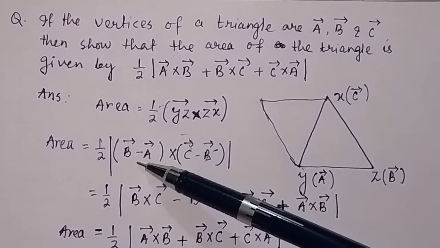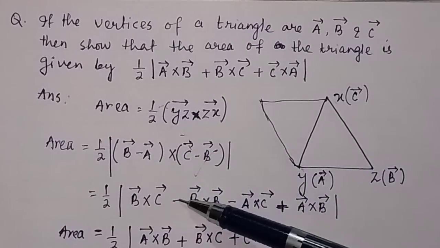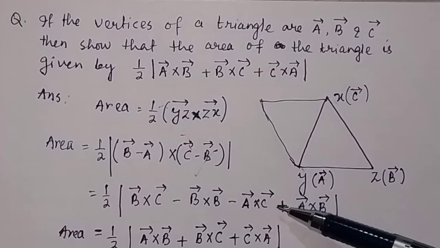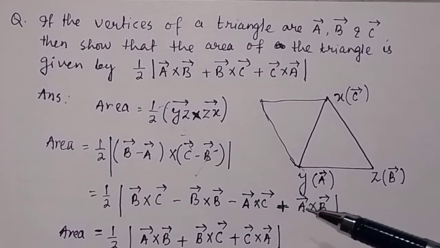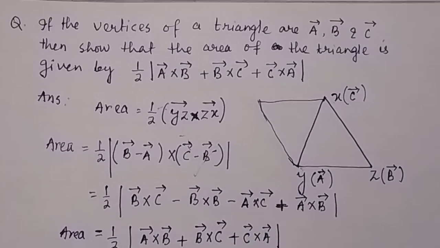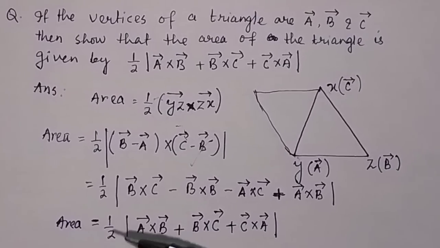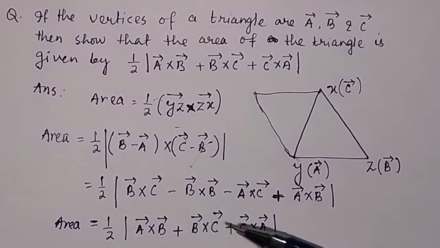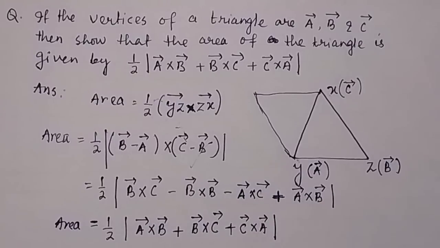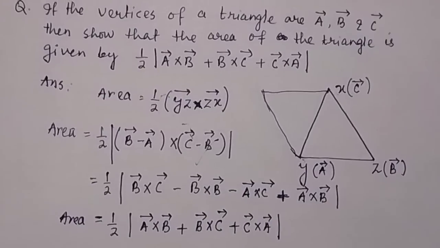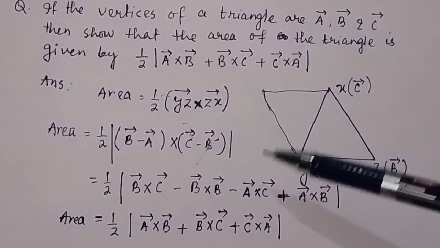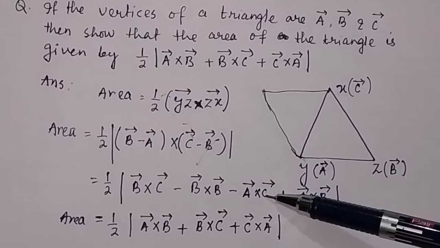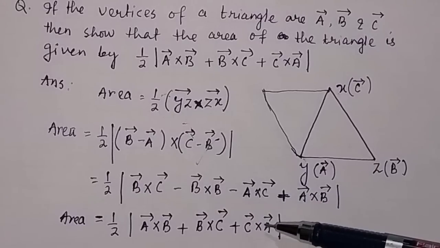If you take the cross product, this will be equal to B cross C minus B cross B minus A cross C plus A cross B. And if you rearrange the cross product, the area will be equal to half. Here I have written A cross B, then B cross C, and what will be B cross B? B cross B will be equal to 0. So this value will be equal to 0. Then minus A cross C. Minus A cross C will be equal to plus C cross A.